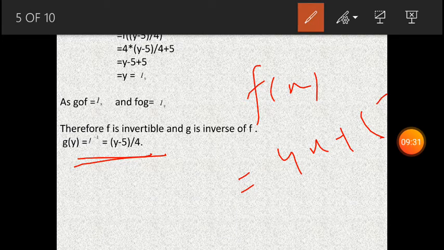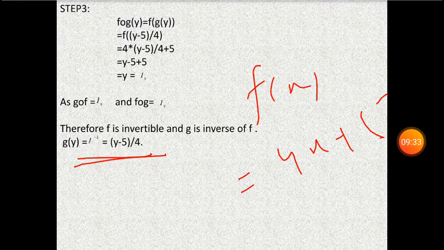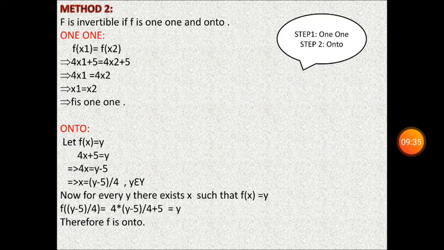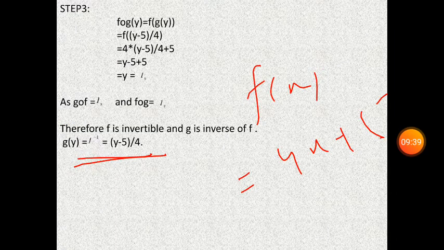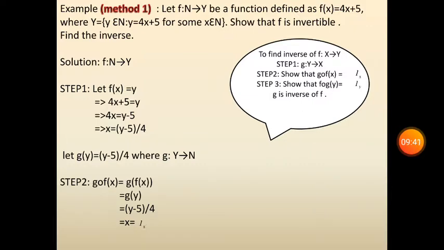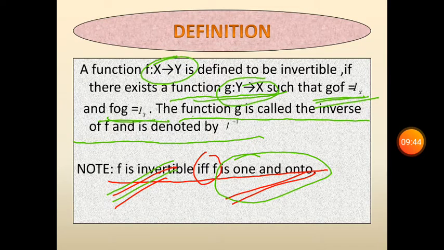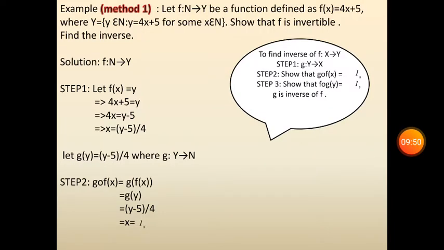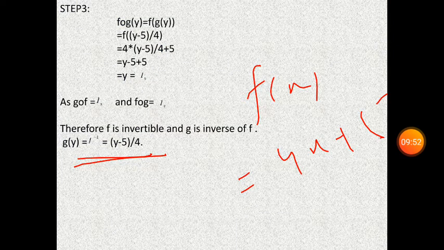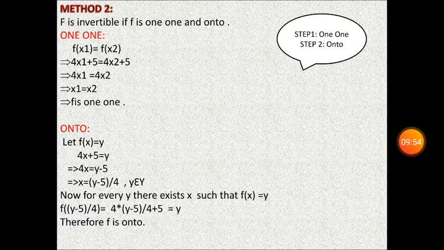Okay. Now the second method. Our second method is based on the line that I told you, that f is invertible if and only if f is 1-1 and onto. So on the basis of that, we will show it. It means there are two steps. We will show our function is 1-1 and onto. On the basis of that, we will conclude that f is invertible.